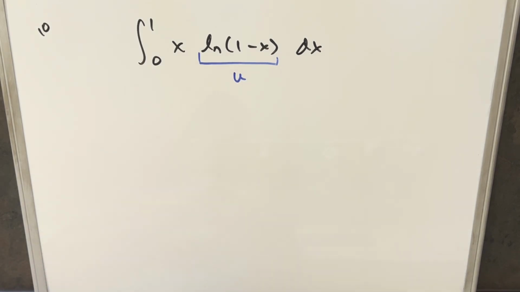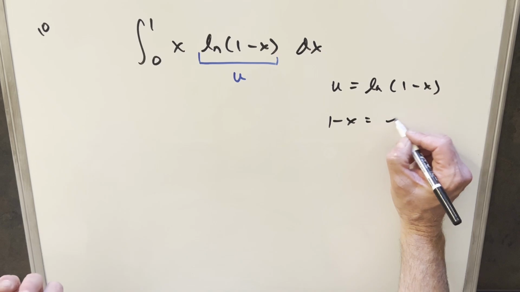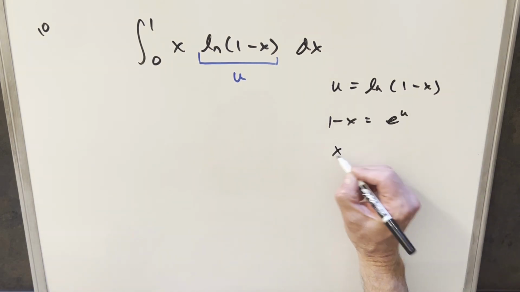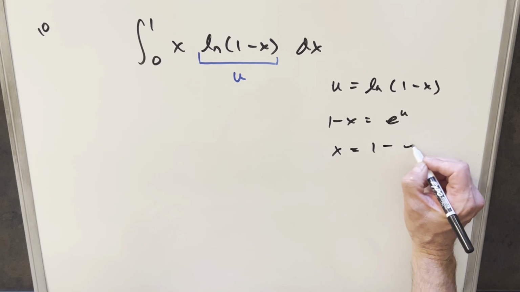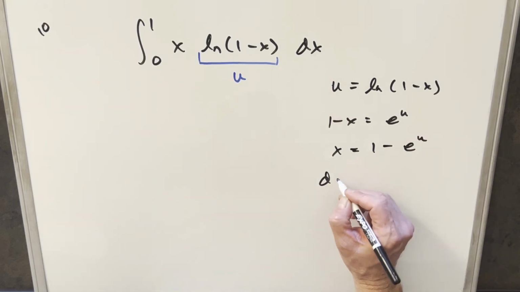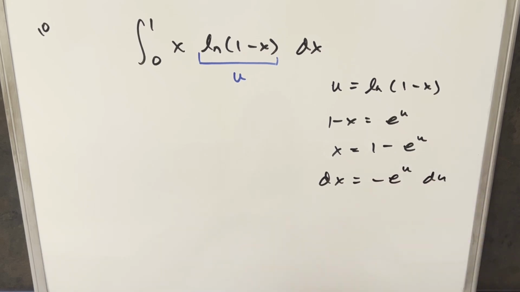So I'm going to make my u substitution for natural log (1 minus x). And what I want to do here is I actually want to solve for x, so let's rearrange it. We can have 1 minus x equal to e to the u. Then adding x on both sides, reversing the sign, we end up with x equal to 1 minus e to the u. I'll take a derivative on this to get my dx value. So for dx, this is just going to become minus e to the u du.